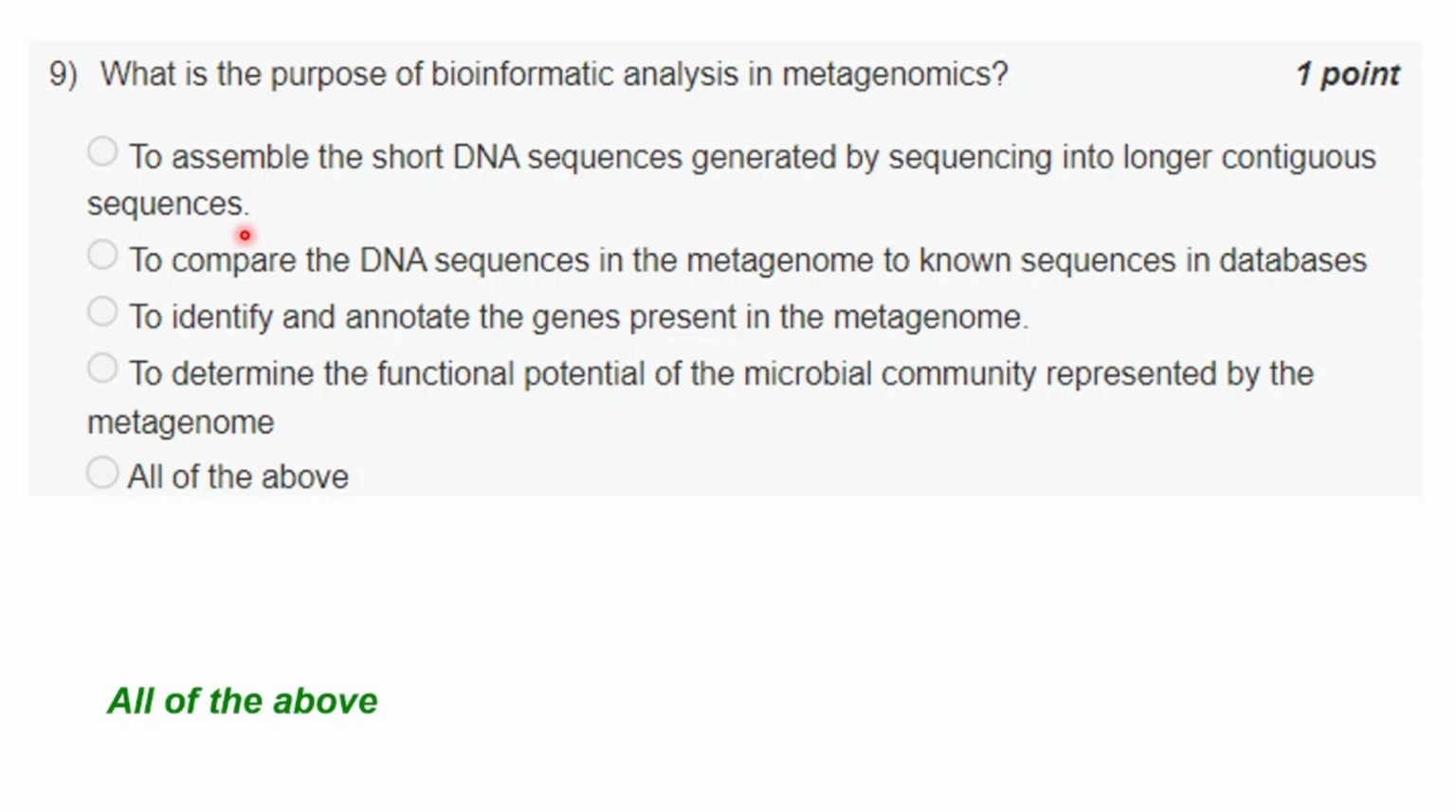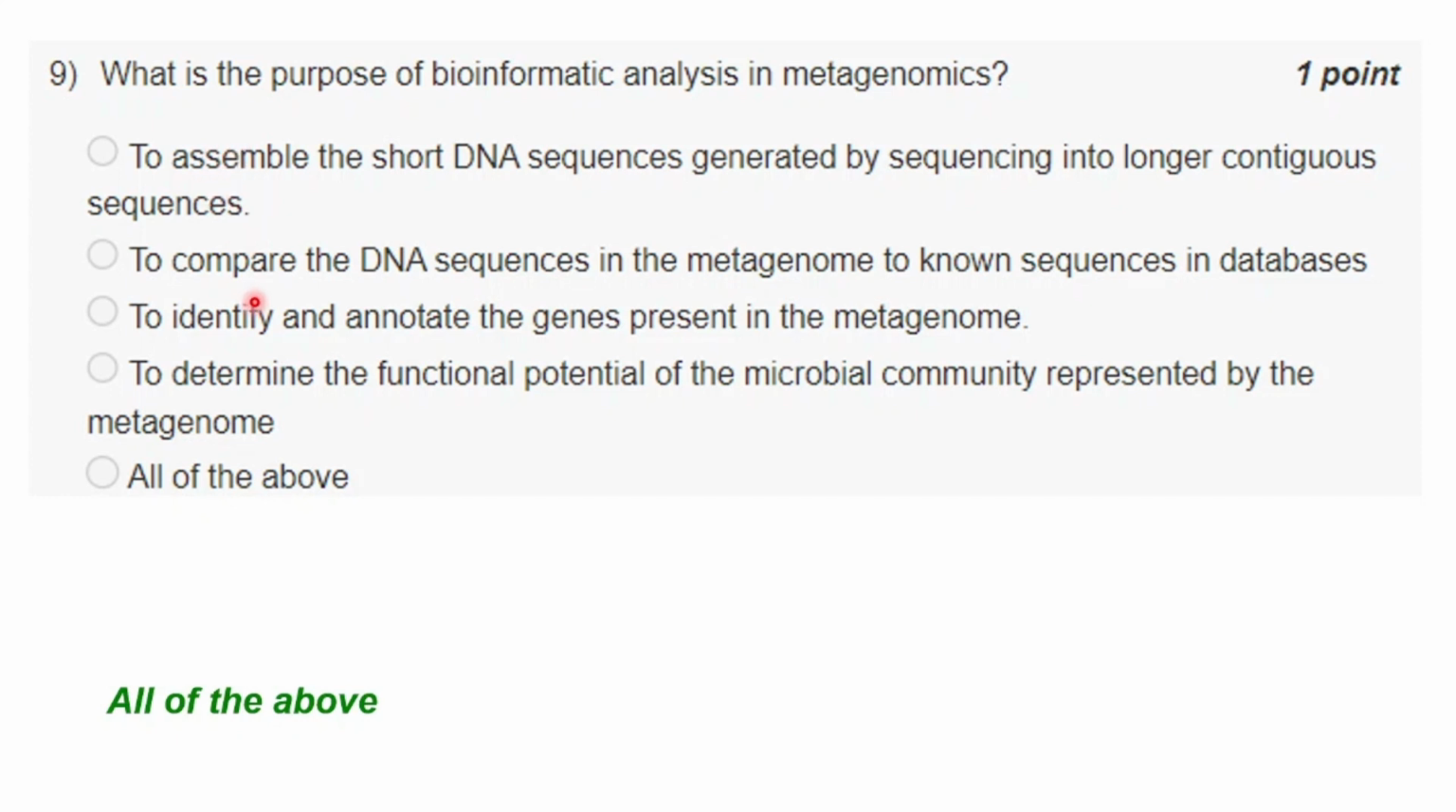Once the contigs are assembled, they can be used for downstream analysis such as taxonomic classification, functional annotation, and comparative genomics. The quality of the assembly depends on the depth of the sequencing coverage, the complexity of the metagenome, and the accuracy of the sequencing technology and the assembly algorithms used. So this option is correct.